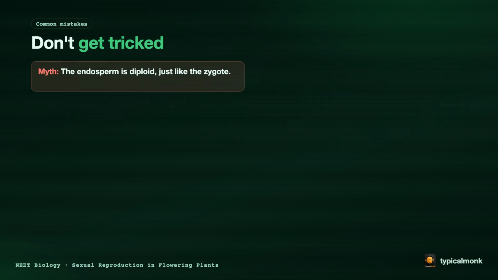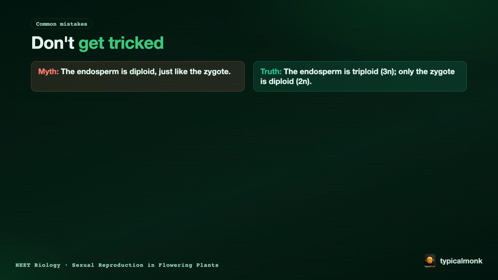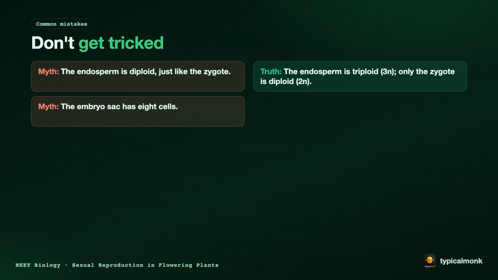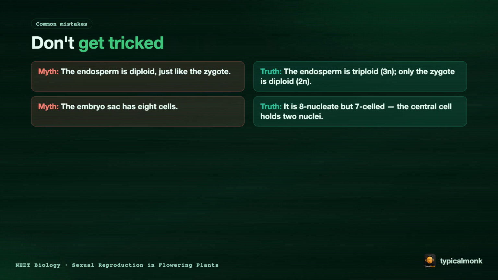Now let's clear the mistakes students fall for. Myth, the endosperm is diploid, just like the zygote. Truth, the endosperm is triploid, only the zygote is diploid. Myth, the embryo sac has 8 cells. Truth, it is 8-nucleate but 7-celled because the central cell holds 2 nuclei.